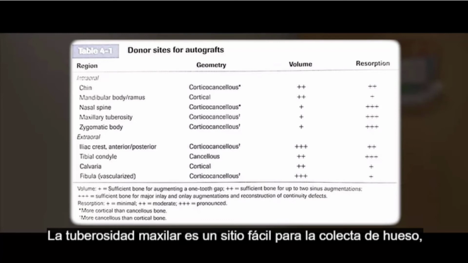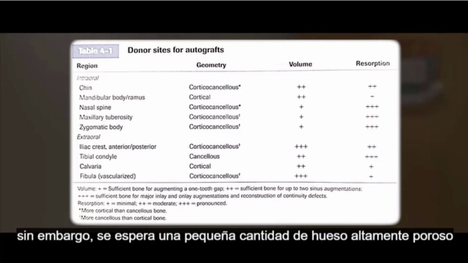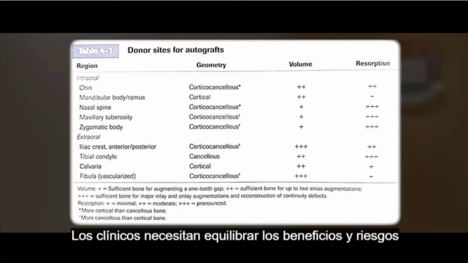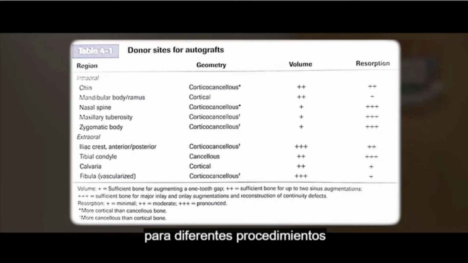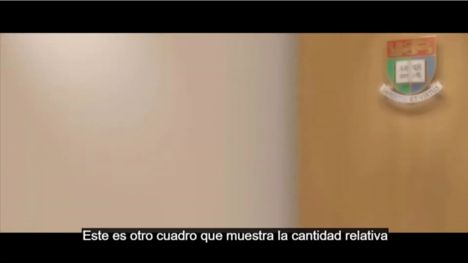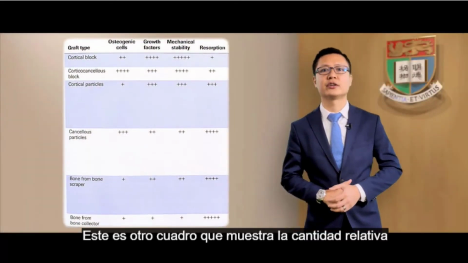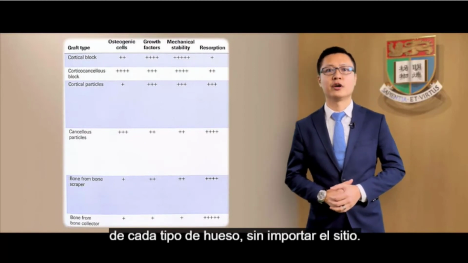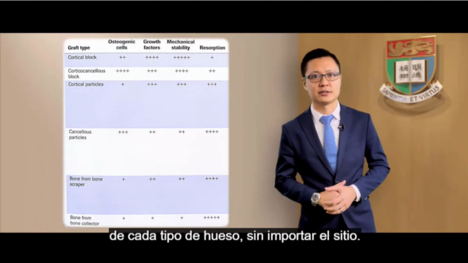The maxillary tuberosity is an easy site for bone harvest. However, a small amount of highly porous bone is only expected, and with high resorption rate afterwards. Clinicians need to balance the benefit and risk for different procedures in each individual clinical situation. This is another chart showing the relative amount of bone cells and growth factors in each type of bone you have taken regardless of the site.